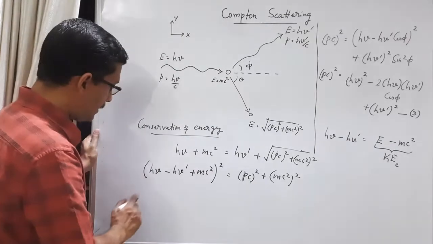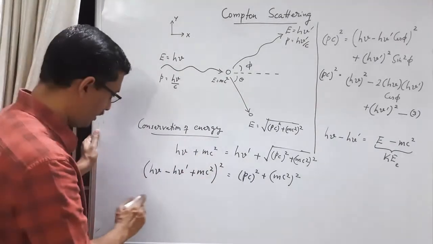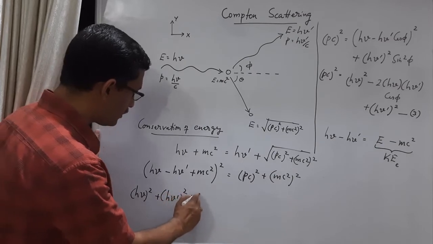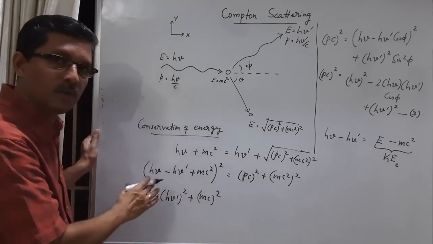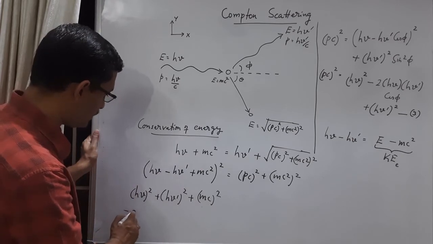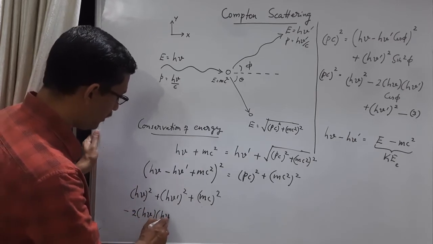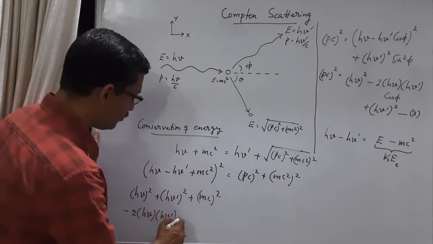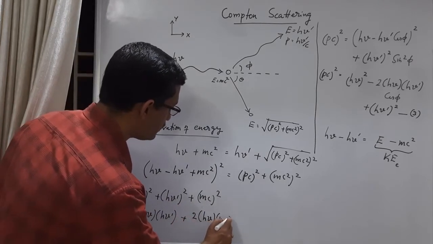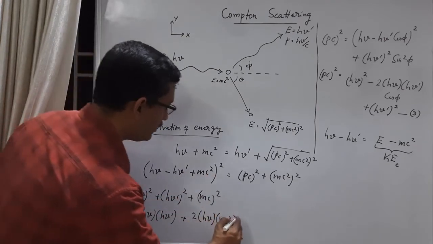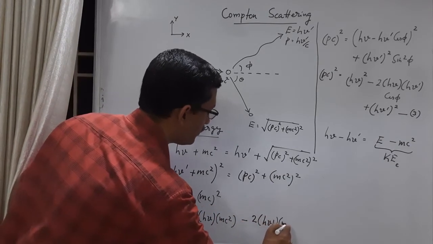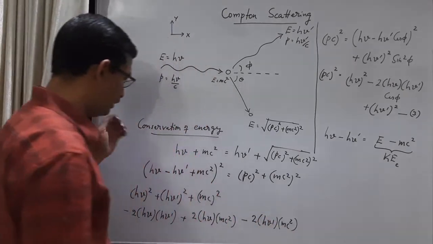Let us expand the left hand side. So what you get, this is a plus b plus c whole square. So what you get is a square plus b square plus c square. Then 2ab, 2ac, 2bc. Okay. Then this into this, there is a minus sign here, so we have minus 2 h nu prime. This into this, both are positive, h nu is positive, mc square is positive, so 2 h nu mc square. Then this into this, okay, there is a minus sign again, so minus 2 h nu prime mc square. Okay, this is on the left side.